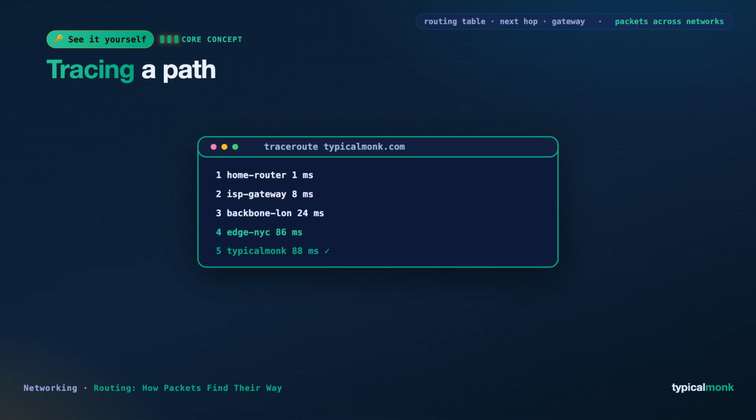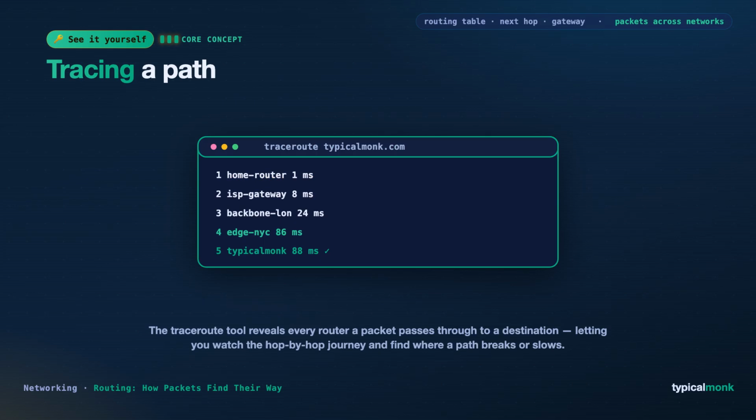By revealing exactly where along the path a problem lies, traceroute turns a vague complaint, the internet is broken, into a specific locatable fault. In today's lab, you will run traceroute to a few destinations and read the hops yourself, the best possible way to make routing real. Seeing your own packets cross the world, router by router, is the moment this all clicks.